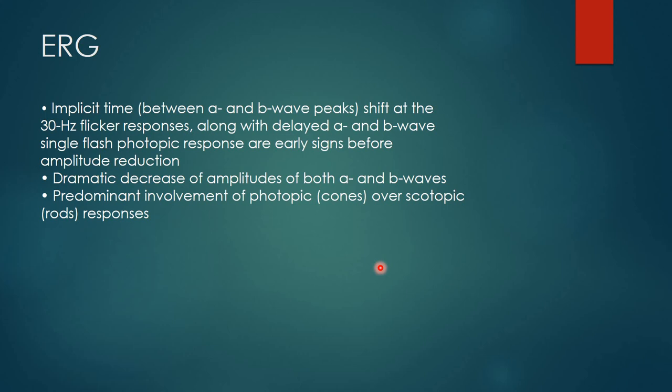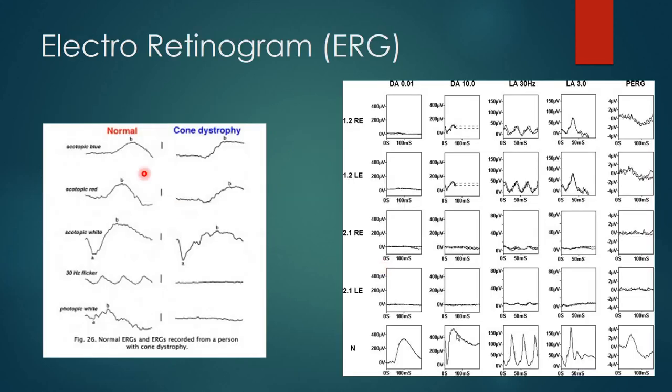Coming to ERG, the ERG will show a reduction in the amplitude as well as a shift in the implicit time. This is more predominant in the photopic than in the scotopic response. So this is a normal, and this is how it looks like in a cone response.